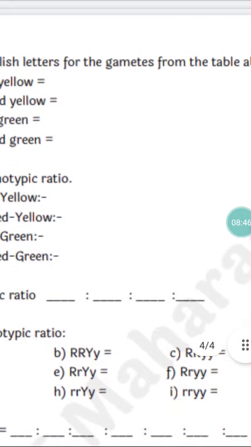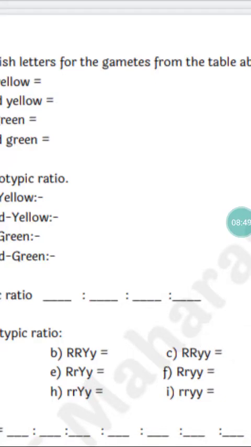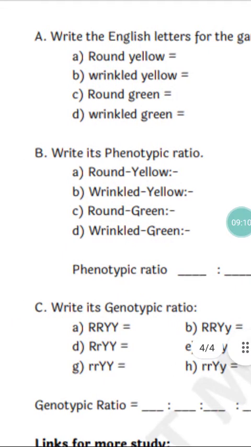Now we have to write the phenotypic ratio. The phenotypic ratio of the dihybrid cross of Mendel is 9:3:3:1. Overall 16 genotypes are produced, and they are in the combination of 9:3:3:1. Okay. And now write its genotypic ratio.